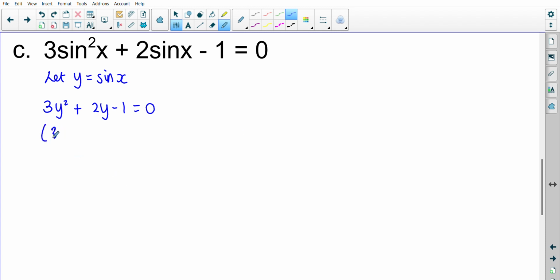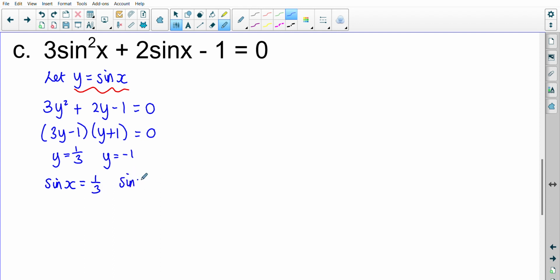Now I can factorise this, or you can use your calculator. So y is going to be a third, and y is going to be -1. Now I don't want it in terms of y, I want to swap back to sine x. So if you spotted it, this one is where we're going to have another issue. So I'll come back to that one in a minute. I'll do sine x equals a third.